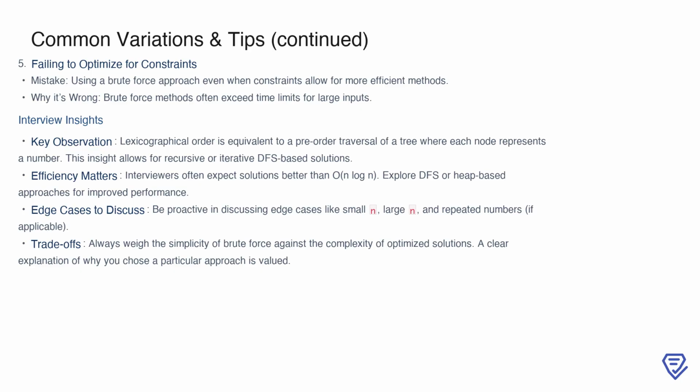Relying on a brute force approach might seem straightforward, but it often exceeds time limits for large inputs, especially when more efficient solutions are possible. Speaking of efficient solutions, a key observation is that lexicographical order aligns with a pre-ordered traversal of a tree, where each node corresponds to a number. This insight is crucial because it enables the use of recursive or iterative depth-first search methods to generate results efficiently.